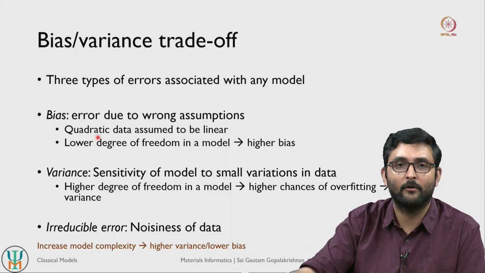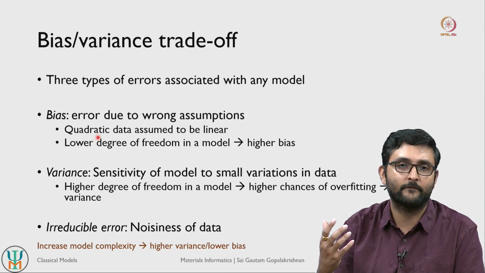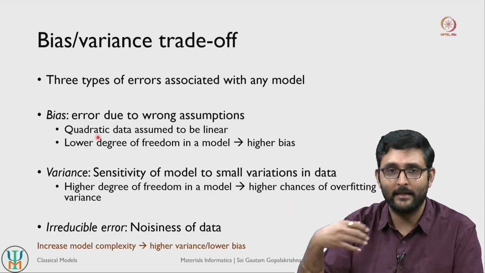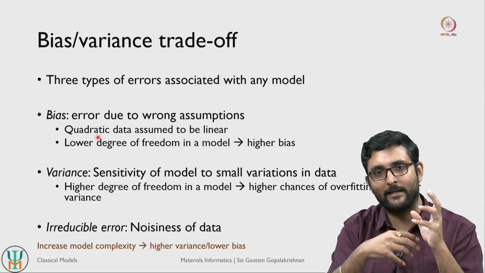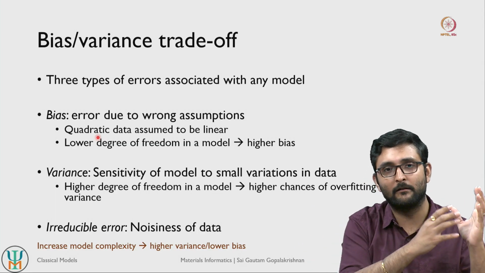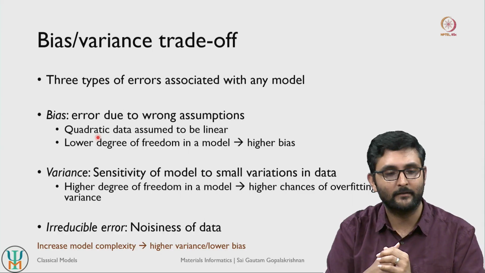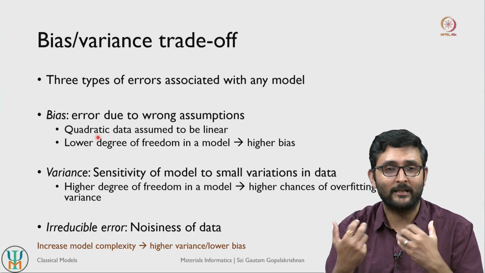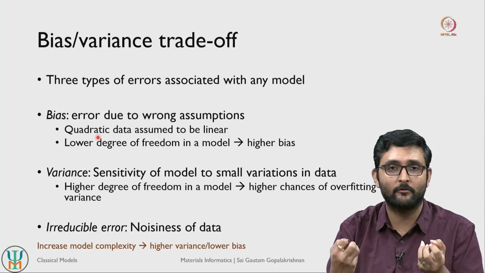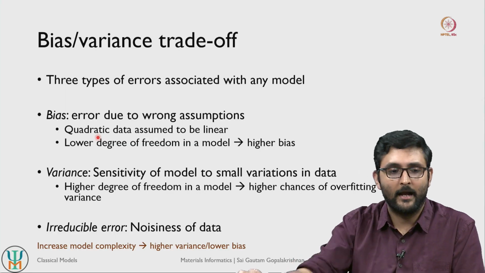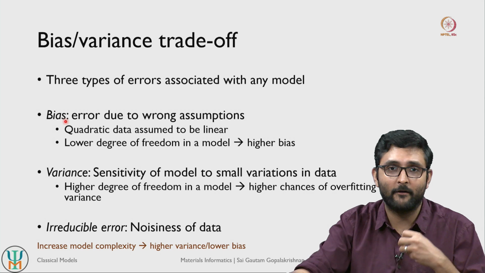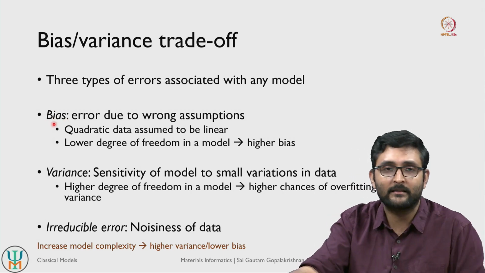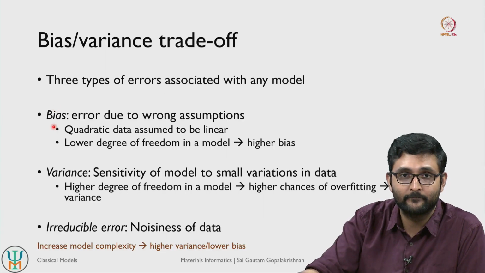So let us say you have a target value which is varying in a quadratic fashion, so y proportional to x squared in your data set, and you assume that y is proportional to x instead of the actual y being proportional to x squared. In that case you have basically made a wrong assumption in your model, so it does not matter how hard you try, you are going to get a bad fit. This type of wrong assumption leading to large errors in the model is referred to as bias errors.